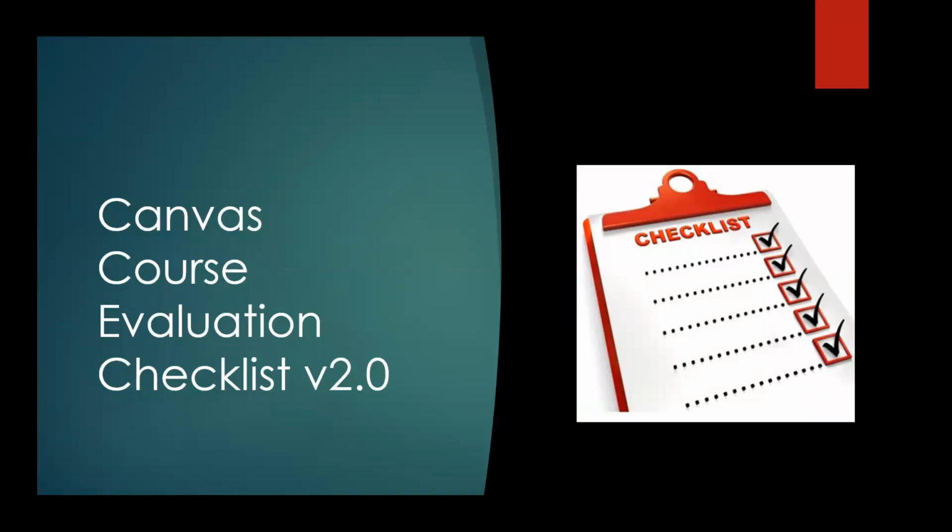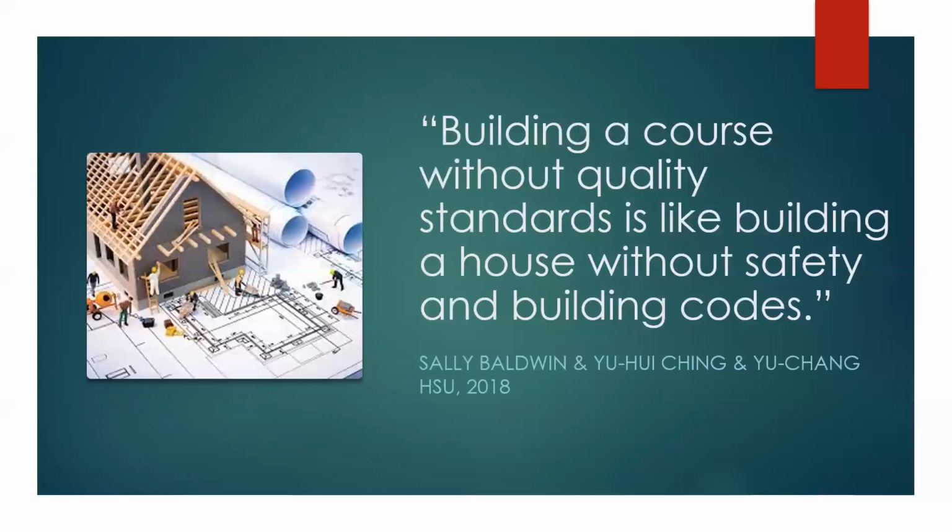So let's look a little closer at the Canvas Course Evaluation Checklist version 2.0. I thought this was an interesting quote, found in a journal article that evaluated the Canvas checklist. It says, building a course without quality standards is like building a house without safety and building codes. I thought that was really interesting, and it's something that I'm going to keep in the back of my mind as I'm working through my course with my new edition of my textbook. And it's something that I hope you will give some thought to as well.